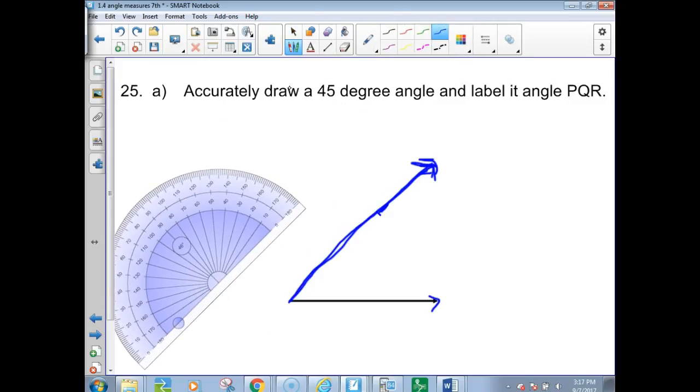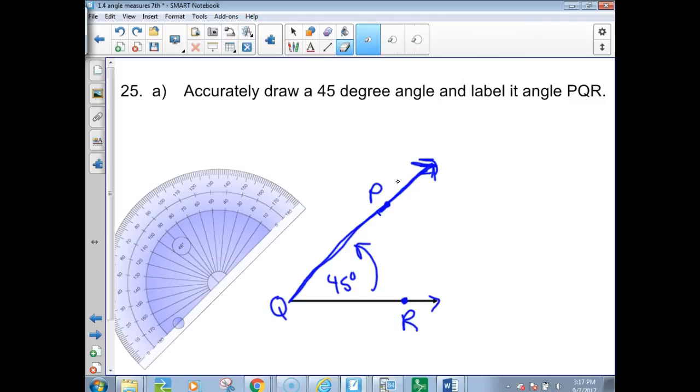And then it said to label it angle. So this is 45 degrees. And it wants us to call it angle PQR. So where's the Q have to go? At the vertex. Good wording. So the Q goes here at the corner, or vertex, and P and R go on the rays. One has to be on one ray, one must be on the other ray. And I'm glad you asked me about how to measure an angle, how to draw an angle. Do you want to do another one? That's it. Yeah. You make a 45.